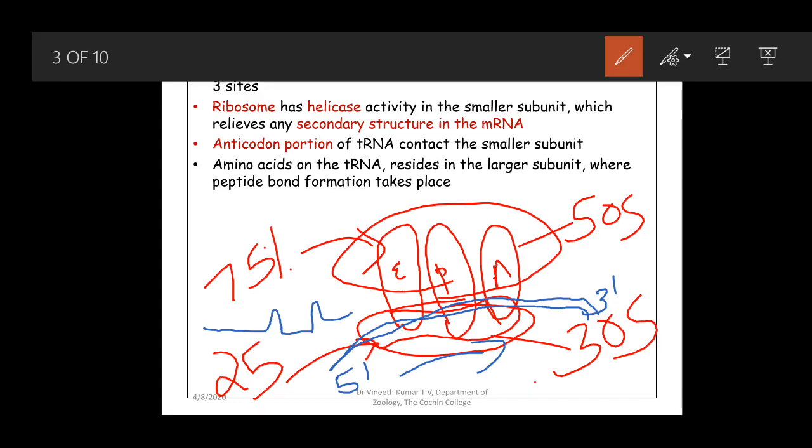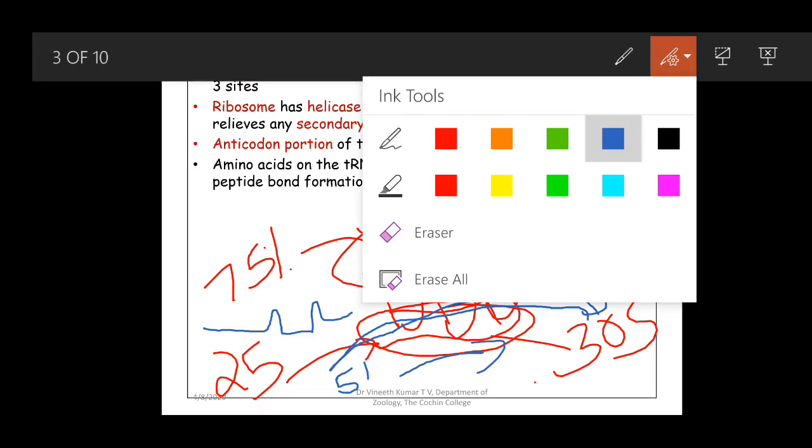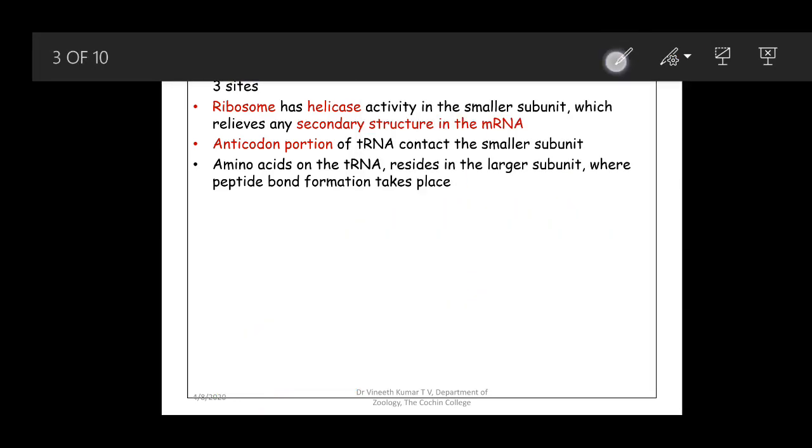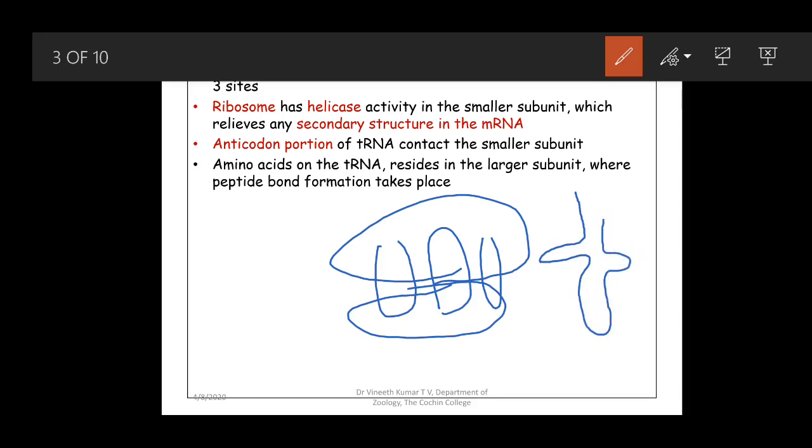mRNA space. The amino acid, when it comes, usually resides in the larger subunit. So if this is the larger and this is the smaller subunit, you have the three spaces like this, and we have the clover leaf shaped tRNA. If this is the 3' end, this is the amino acid which is attached to the tRNA. Here you will have the 3 bases which represent the anticodon.